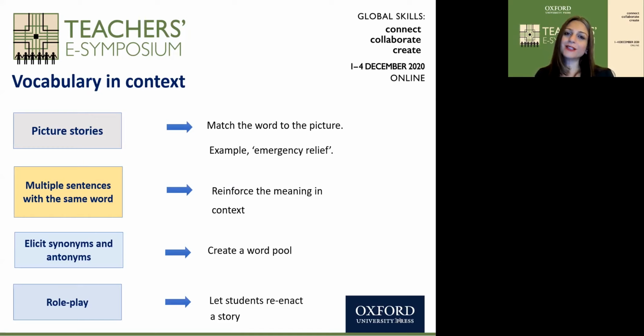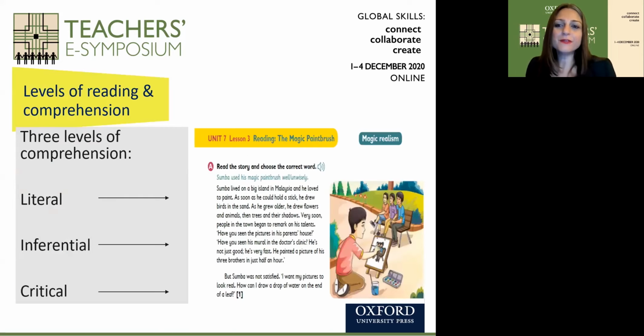So if we're targeting a certain vocabulary, it will appear very often in a text in our Oxford Progressive English books, so that students get not only introduced to a word, but it can be embedded in their vocabulary through frequent usage. The different levels of reading and comprehension that we're going to discuss involve literal, inferential, and critical.